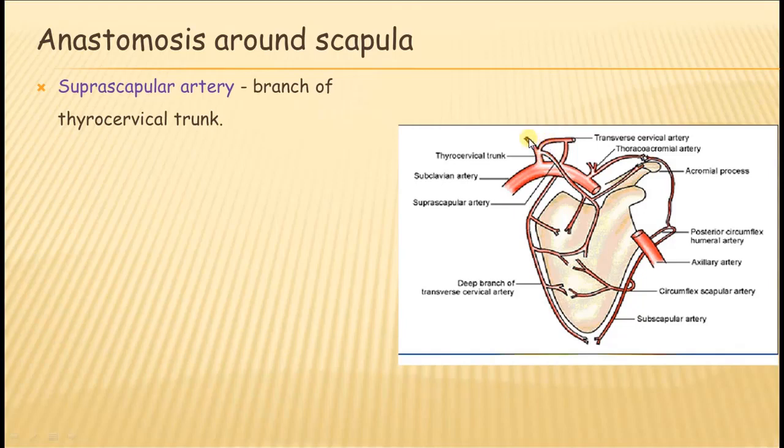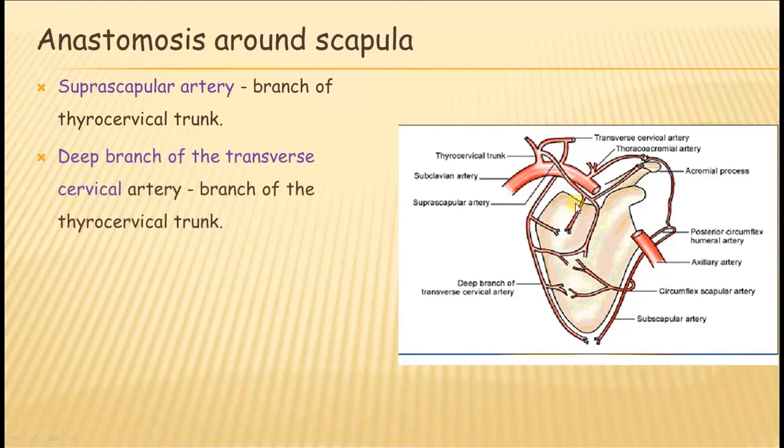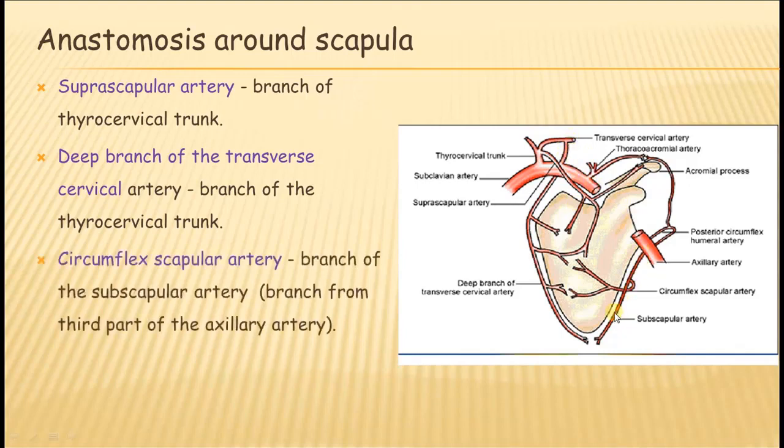The transverse cervical again divides into superficial and deep branches. So there is a branch from the suprascapular artery, then a branch from the deep branch of the transverse cervical artery, and a branch from the circumflex scapular artery, which is from the subscapular artery. Circumflex means it winds around the scapula, that is why it is called the circumflex scapular, and it is also a content of the upper triangular space. So mainly it is an anastomosis between the suprascapular artery, the deep branch of the transverse cervical artery, and the circumflex scapular artery.